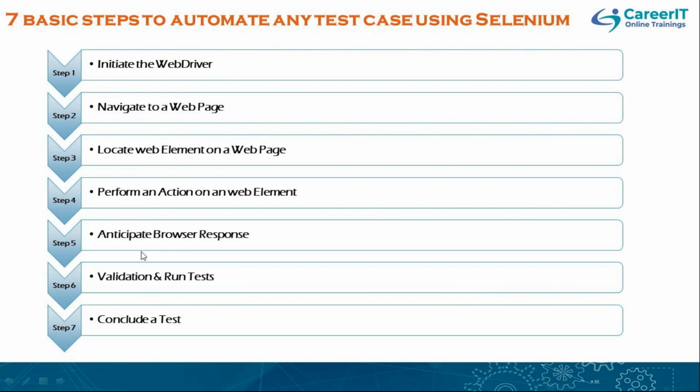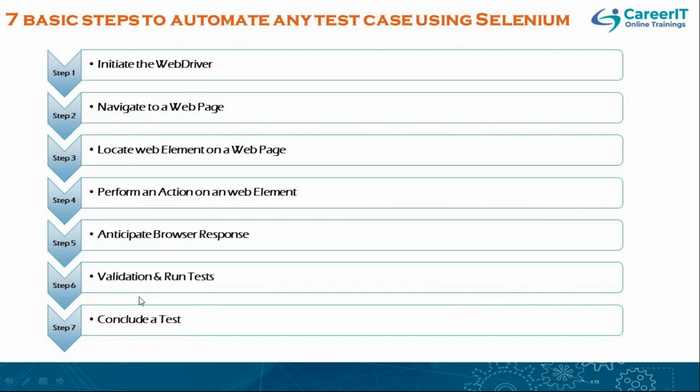And in the fifth step, we are going to wait for some browser response. Sometimes after clicking on something, it will wait for some fraction of seconds, like nanoseconds or microseconds, to navigate to the next page. So that browser response also we will capture. And in the sixth step, we will validate something and execute. Finally, we will conclude the test, which is nothing but closing the browser. If you follow these 7 basic steps, we can automate any kind of test case using Selenium, guys. Any kind of test case, whether it is a simple, medium, or complex test case, we can automate using Selenium.